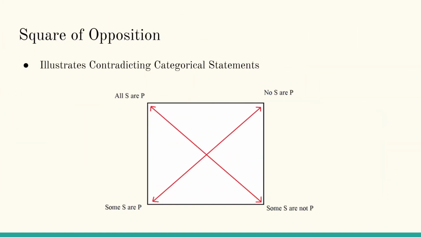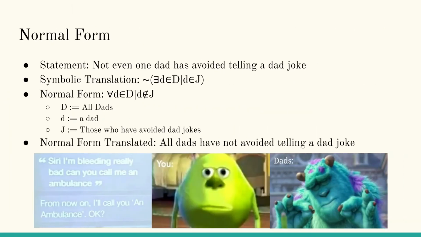The square of opposition is used to illustrate contradicting categorical statements. Observe if all S are P is true, then some S are not P must necessarily be false, and vice versa. A similar relationship holds for no S are P and some S are P. Statements quantified in normal form do not have negations applied to their entire scope. When considering a statement not in normal form, we can translate these statements into normal form using the square of opposition.